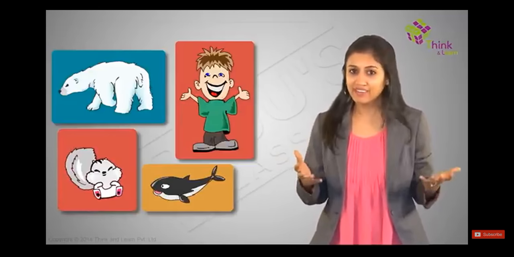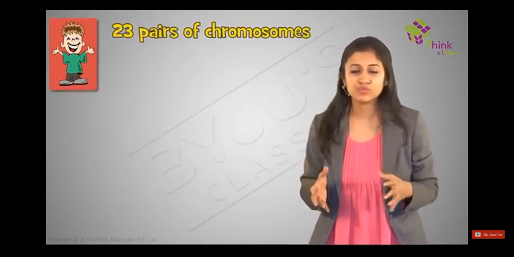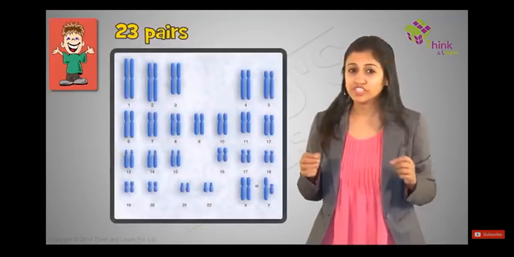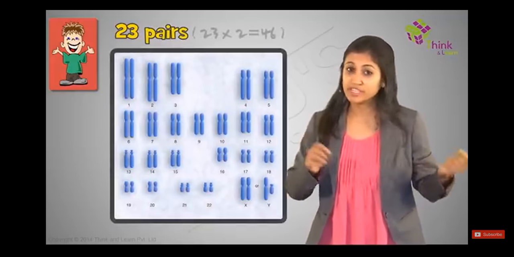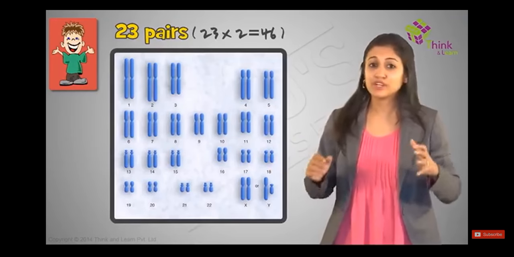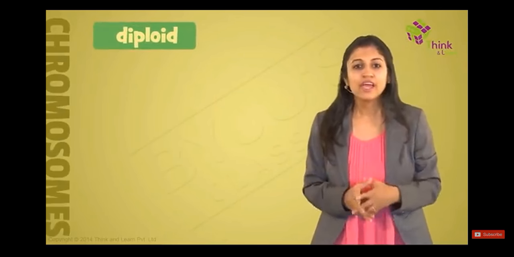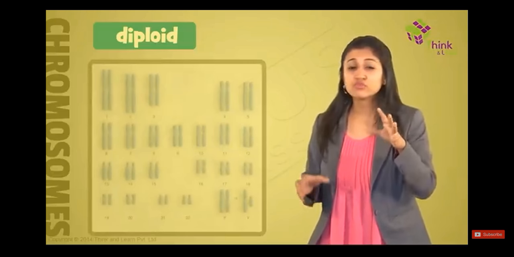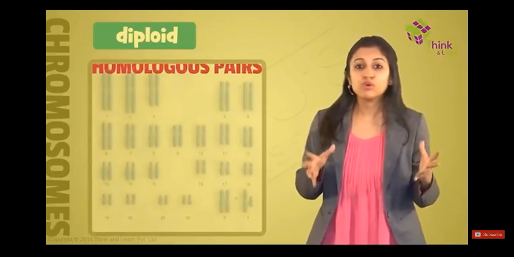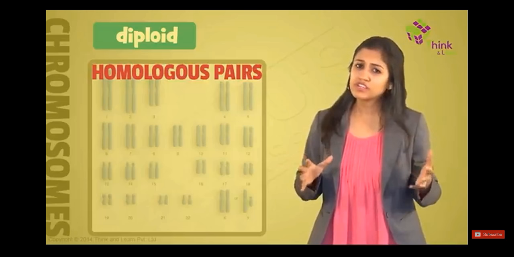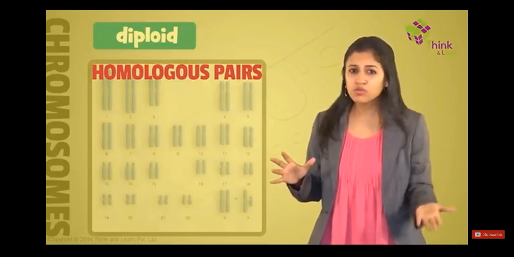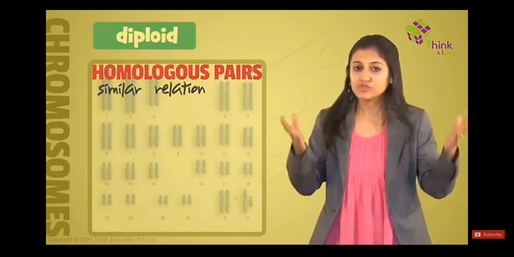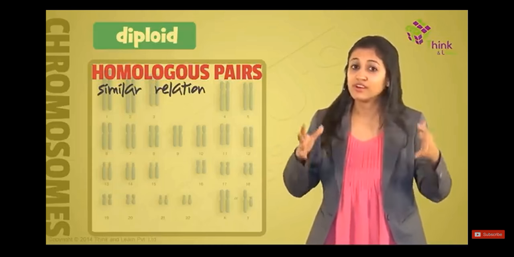Coming to chromosomes, all eukaryotes have them, and they have them in different numbers. We humans have 23 pairs of chromosomes. Pair because there are 2 of each type. So in total, we have 23 into 2, 46 chromosomes. Because they come in pairs, they are called diploid. Okay? Now, since these pairs of chromosomes are so similar, we call them homologous chromosome pairs. Homologous is a simple word. Once you break it up, homo is similar, logo is relation. So same relation or similar relation.